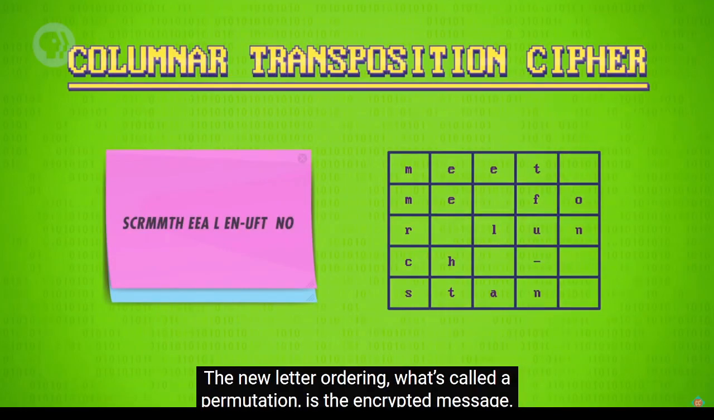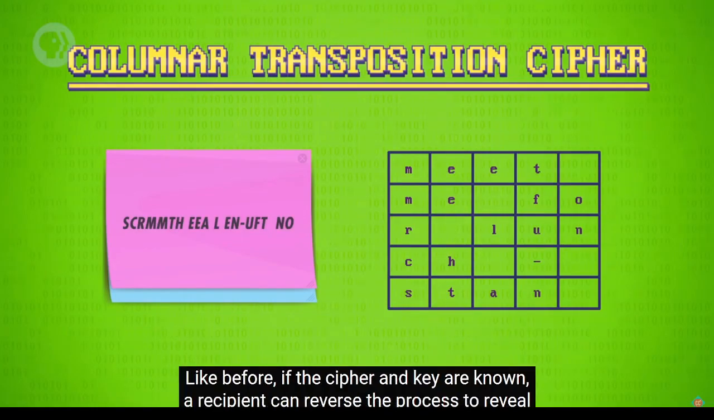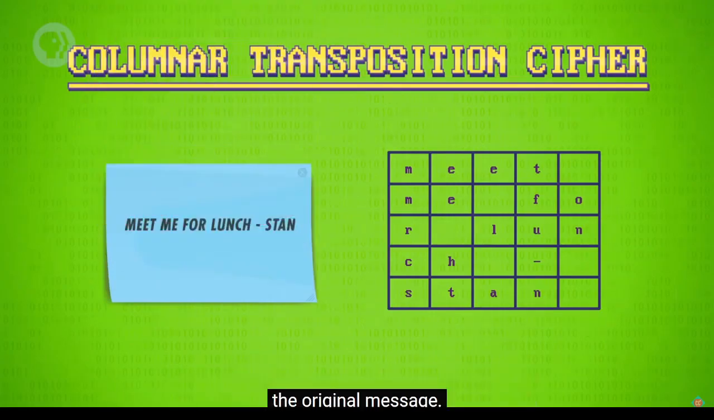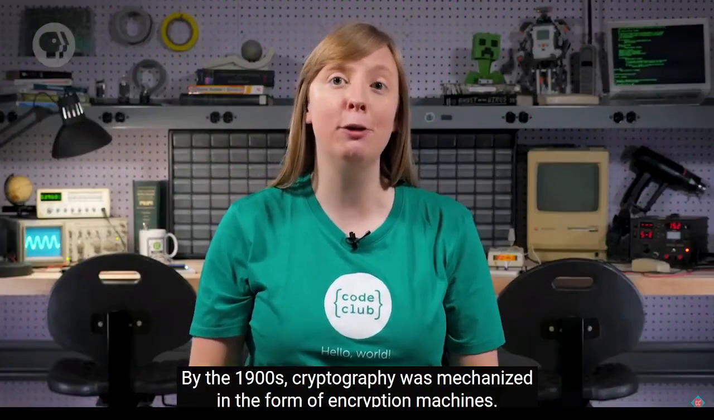The new letter ordering, what's called a permutation, is the encrypted message. The ordering direction, as well as the 5x5 grid size, serves as the key. Like before, if the cipher and key are known, a recipient can reverse the process to reveal the original message. By the 1900s, cryptography was mechanized in the form of encryption machines.